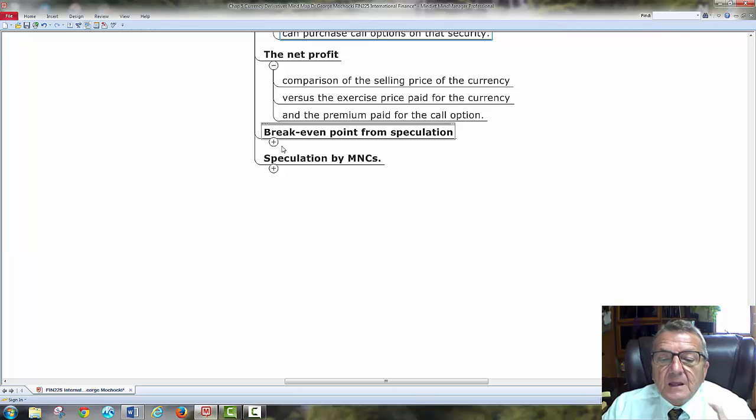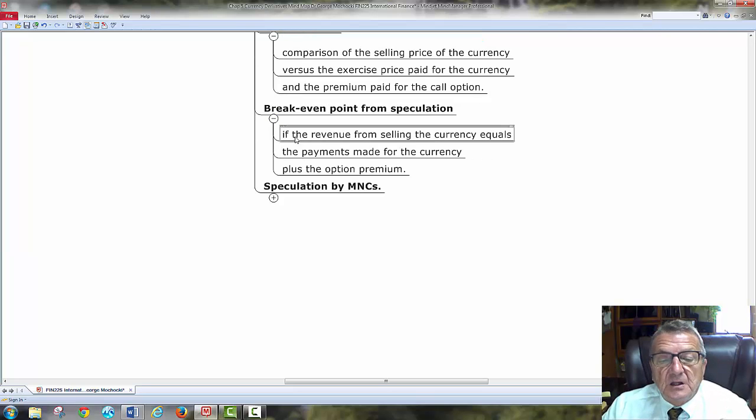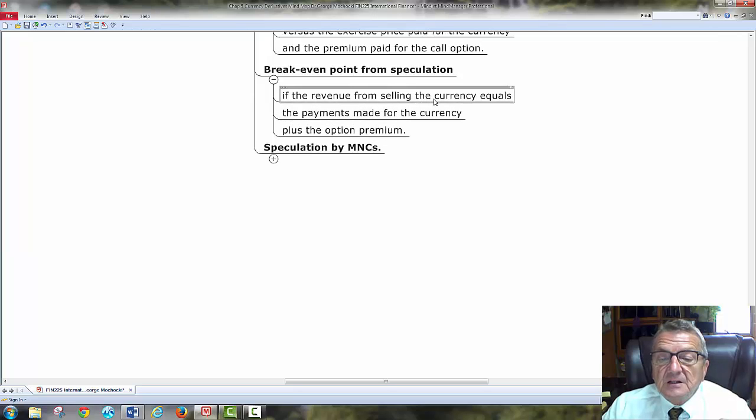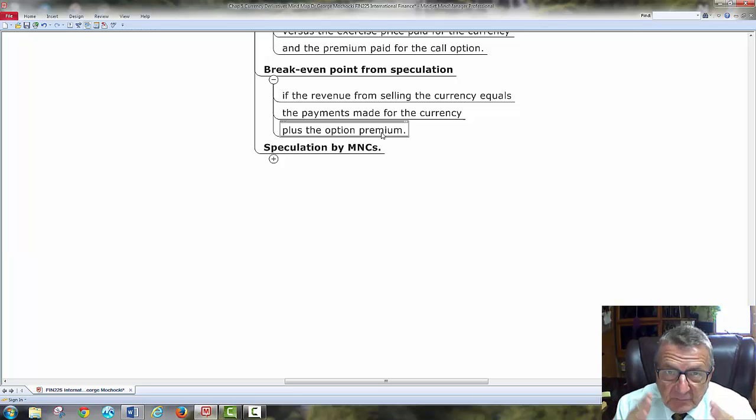Now the break even from speculation: the revenue from selling the currency equals the payments made for the currency plus the option premium. That's my break even point. I have to put that in, or in finance, you're looking at my yield. What's the bottom line for when I break even? Once I break even on what I invested, anything above is my profit. Anything below, I'm losing. Depending on your organization, they have different break-even points that they're looking at also.